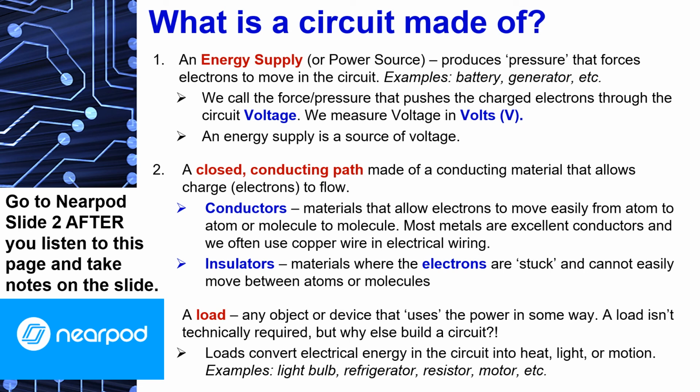Now, once you have an energy supply, you need something to carry the electrons in the circuit. So you need some kind of pathway. Often this is a wire, although when you get into electronics, there's conducting paint, and there's really some cool stuff out there. But for our purposes, we're going to think of wires as what makes up the pathway in our circuits. And you need that pathway to be closed. We'll look at more of what that means in a little bit. And you need it to be a conducting pathway.